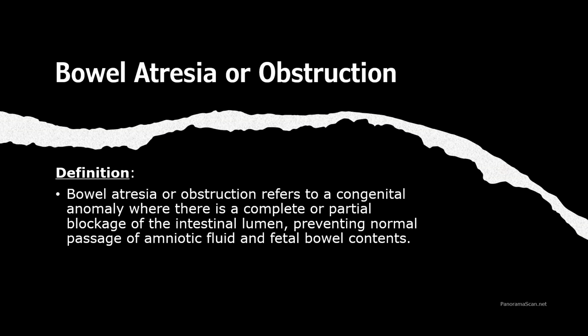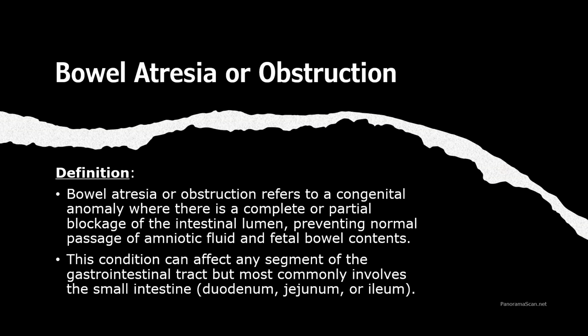This anomaly can occur anywhere in the gastrointestinal tract, but it most commonly affects the small intestine, specifically the duodenum, or ileum. Early detection through prenatal ultrasound is essential for planning appropriate perinatal care and postnatal surgical intervention.